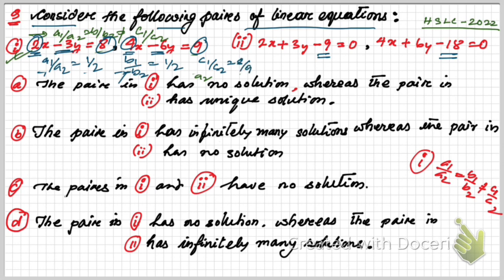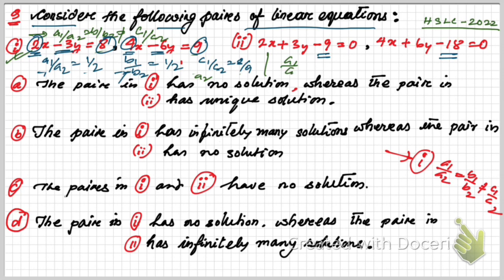So you can see clearly that b1 by b2 and a1 by a2 are both equal to half, but c1 by c2 is not equal to half. So that's why we have this condition, which means the first pair of linear equations, pair 1, has no solution. And in the next pair, let's find a1 by a2.